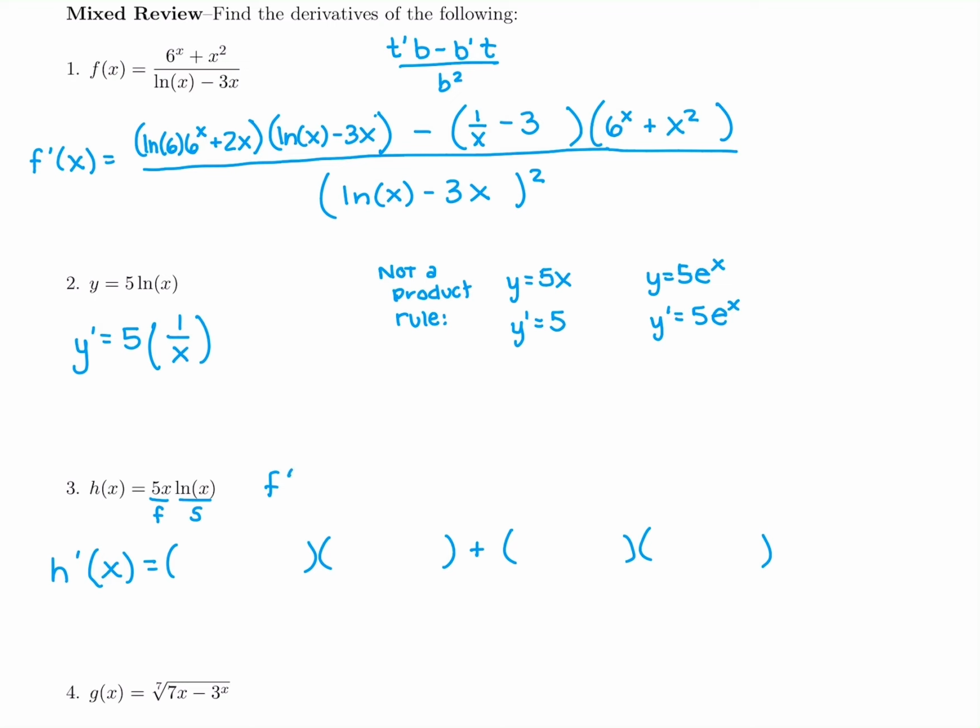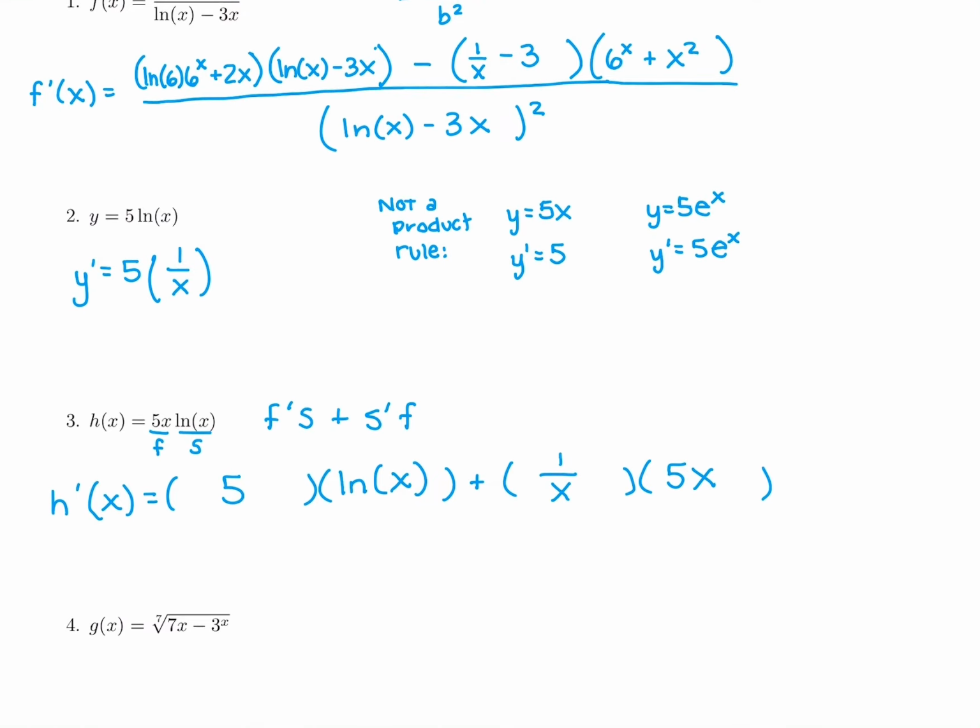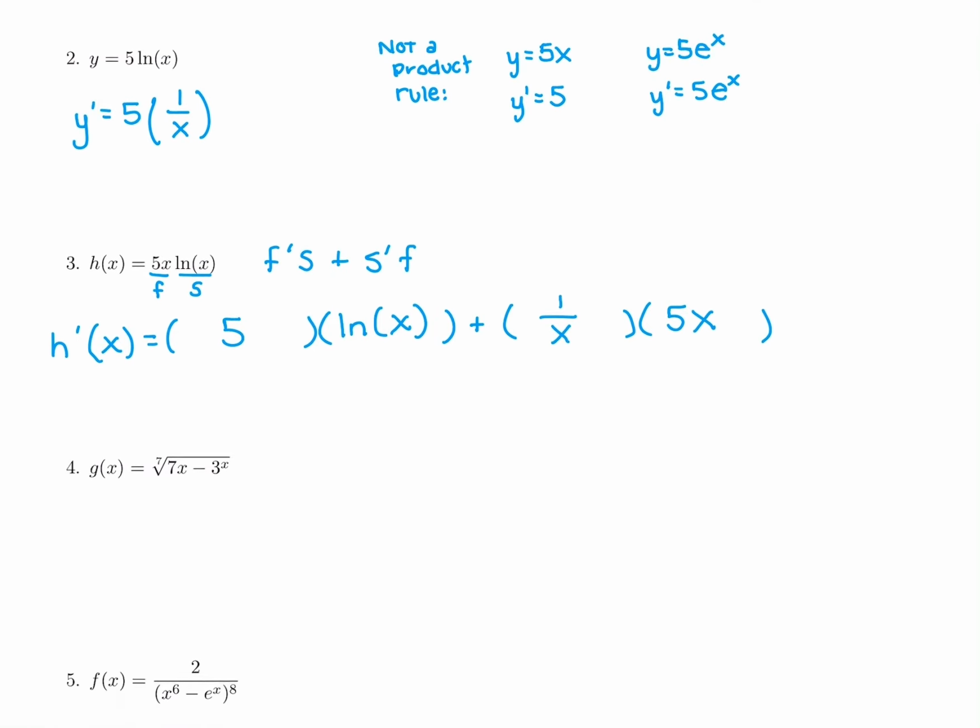So derivative of the first times the original second. Derivative of 5x is just 5. The original second is the natural log of x. Product is plus. Now I'm going to do the derivative of the second times the original first. Derivative of the second factor, derivative of the natural log of x is 1 over x times the original first, which is 5x. So we had a quotient, a basic derivative, and now a product. And let's look at this next one.